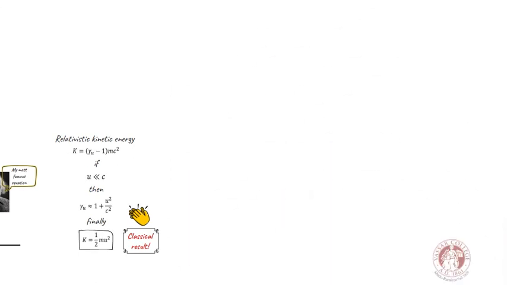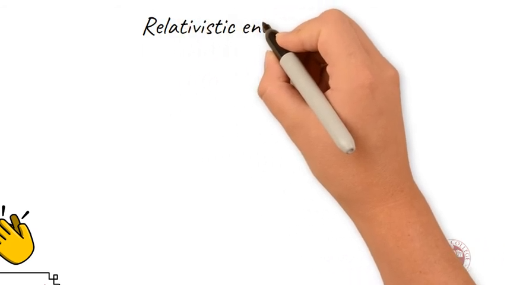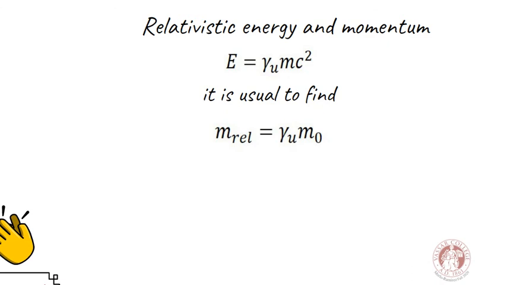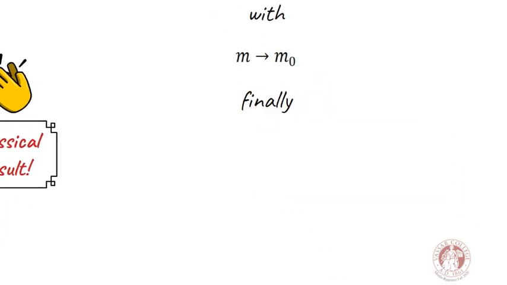Finally, we explore the relationship between the relativistic energy and momentum. We know that the total relativistic energy is defined as follows. In some textbooks it is possible to find the term relativistic mass that represents the product of the resting mass times the relativistic factor. Also, the resting mass is usually designated as m sub 0. It can be proven that the relativistic energy can be expressed in terms of the momentum as follows.